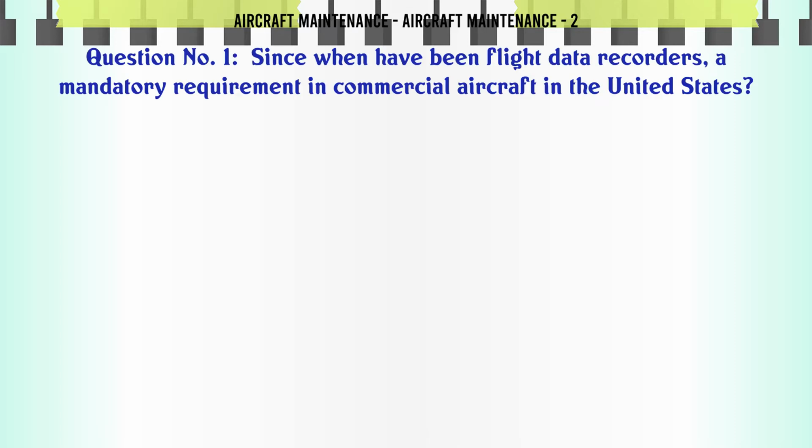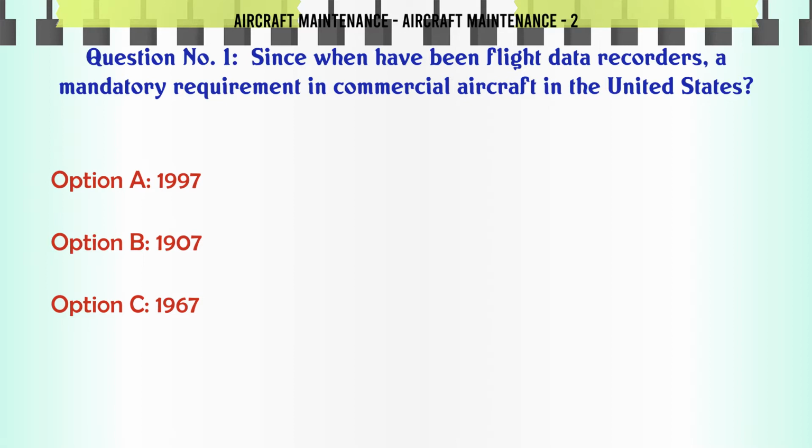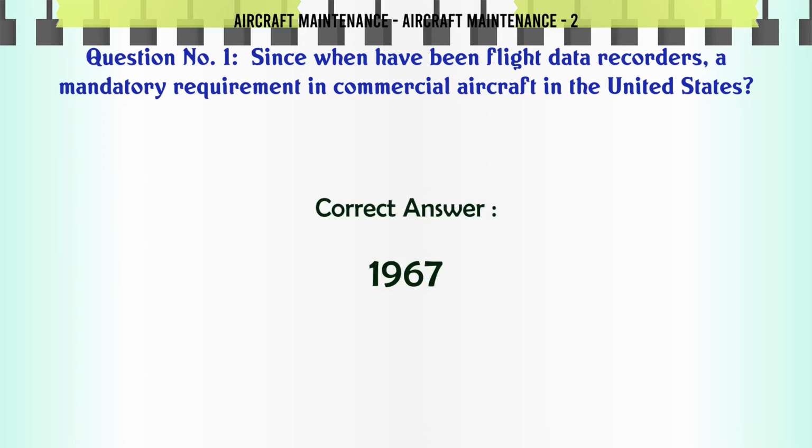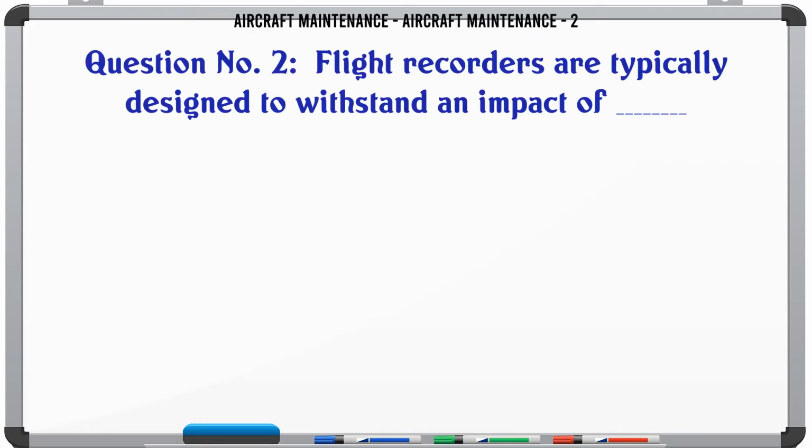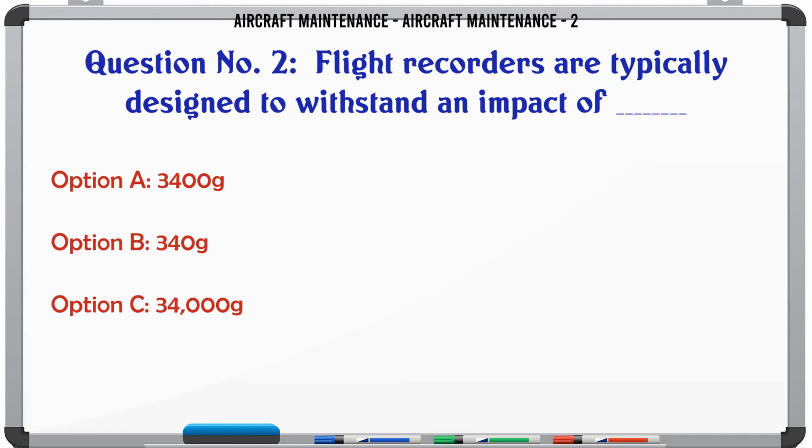Since when have flight data recorders been a mandatory requirement in commercial aircraft in the United States? A. 1997. B. 1907. C. 1967. D. 2007. The correct answer is 1967. Flight recorders are typically designed to withstand an impact of A.